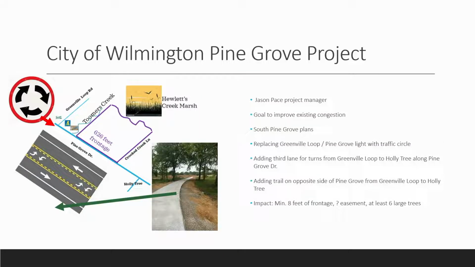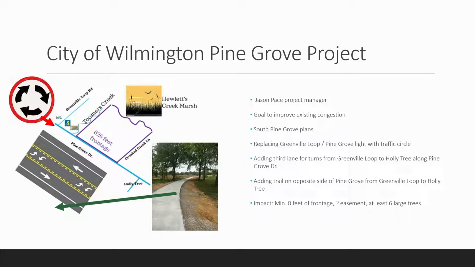I also want to bring to your attention, I'm sure you're aware of it, that it's very proximate to this location, the City of Wilmington Pine Grove project. We've been working with Jason Pace, the project manager. This is the south part of the Pine Grove Improvement Project, designed to improve the congestion along the stretch from Oleander to Holly Tree. What's proposed there in the future, fairly short term, within the next year, they hope to start construction on the southbound part. I think the northern part, they're looking to start work sometime after the first of the year.